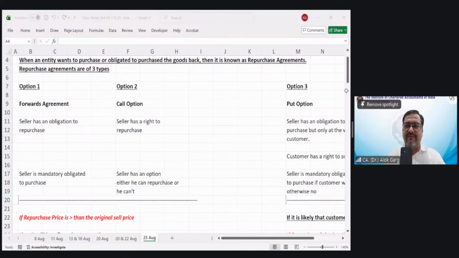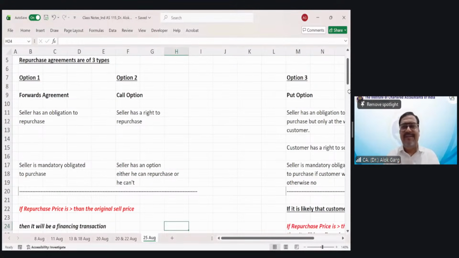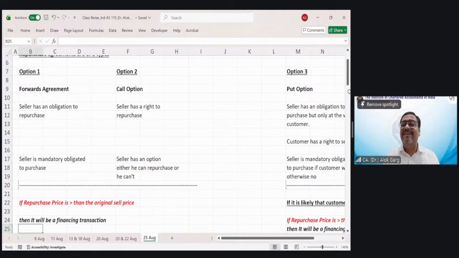After 2 years, he will return my mobile phone and I will pay 100 rupee along with interest of 10 rupee. Otherwise, why will I repurchase at a higher price? क्यों करूंगा मैं? इसका क्या मतलब है? इसका मतलब this is not a sale with a right of return. This is a financing transaction.